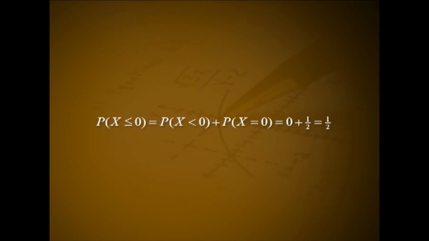Therefore, P(X ≤ 0) = P(X < 0) + P(X = 0) = 0 + 1/2 = 1/2. The next possible value of X is 1. Therefore, P(X ≤ x) = 1/2 when 0 ≤ x < 1.